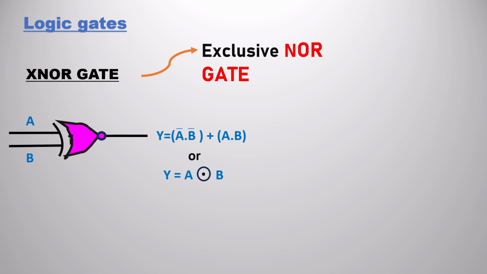It's just the inverse of the XOR gate. You have to add a bubble, so that it becomes the XNOR gate. The full form of XNOR is exclusive NOR gate. The symbol is the same, you just add a bubble. The output equation is A bar B bar plus AB, or you can represent it as A dot circle B. This is the representation of A XNOR B. You can see the difference: in the circle we have a dot, but in the XOR gate we have a plus. So observe the difference in the representation of the output. The main equation is the top one only, but this is the simple representation that we can use.